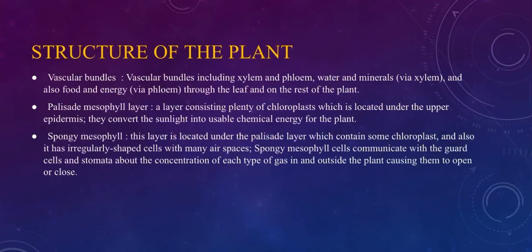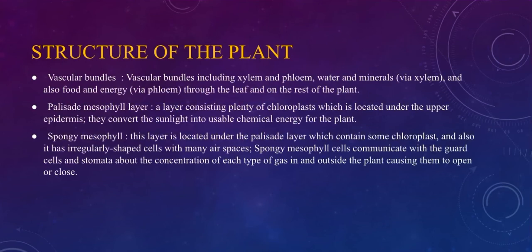Spongy mesophyll cells communicate with the guard cells and stomata about the concentration of each type of gas in and outside the plant, causing them to open or close by using their guard cells. And why do they communicate with each other related to the concept of concentration? Because, as you know, diffusion happens from the high concentration area to the low concentration area, but active transport happens from the low concentration area to the high concentration area. In this case we are only talking about diffusion, where gases are transported from the high concentration area to the low concentration area.